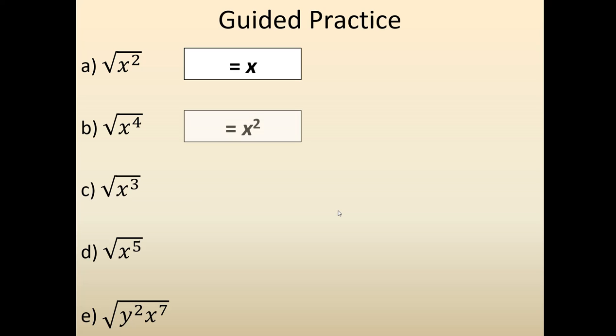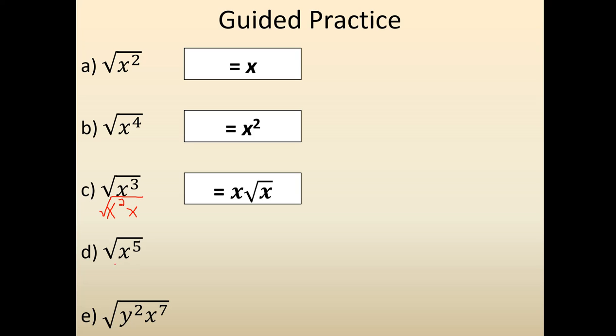All right, so A is really easy. We don't even have to do much work. Taking the square root of x squared, because that's an even exponent, it just becomes x. Same thing with B, because the 4 is an even number. When we take the square root, we halve it, and we end up getting x squared. Now, C is where it gets a little bit different, where we have to rewrite this. This can be rewritten as x squared times x, because 2 plus 1 is 3. And that means when we take the square root of this, the square root of x squared is x, and we get x radical x, because that remainder x is still left under the radical.